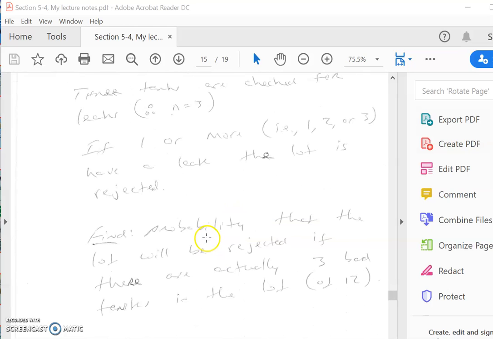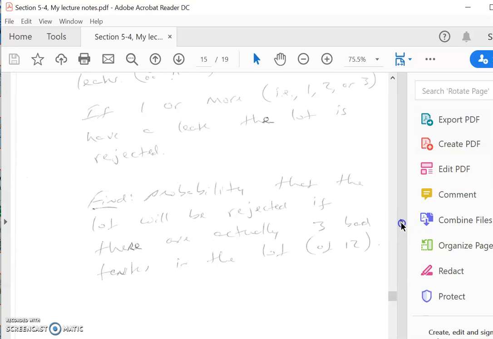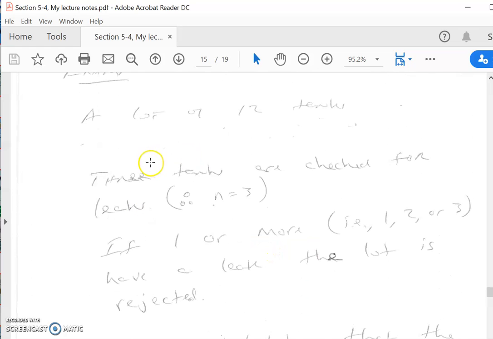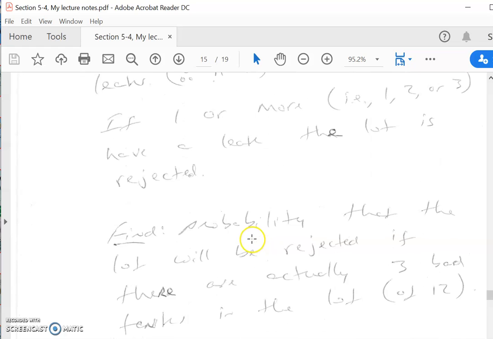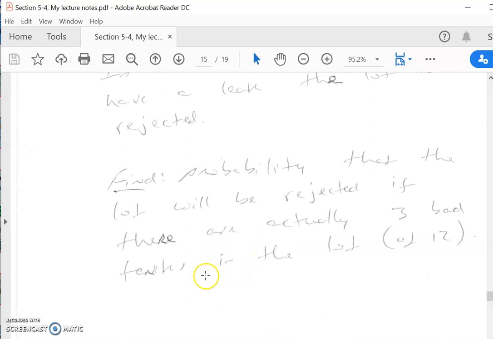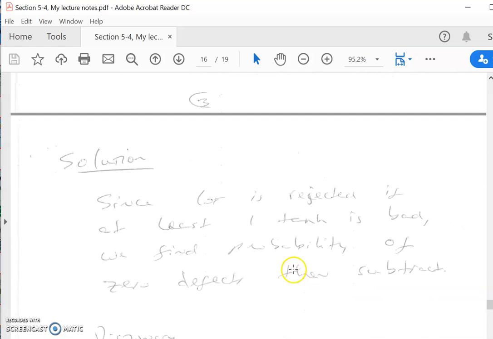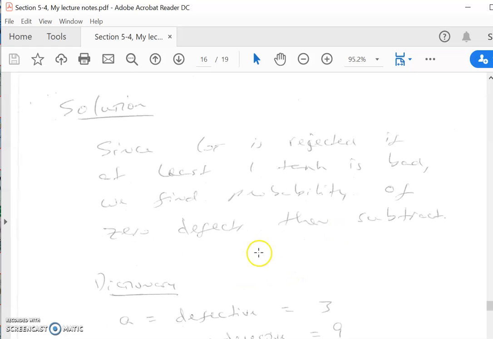Okay? So now, the question does require some thought. The question says, find the probability that the lot will be rejected. Now, the lot is the 12 tanks. Find the probability that the lot will be rejected if, in actual true facts, it is absolutely true that there are actually 3 bad tanks in the lot. So out of the 12, let's suppose there's 3 of them that are bad. And again, this is a metaphor for a problem. It's kind of an unrealistic problem, but it's a metaphor.